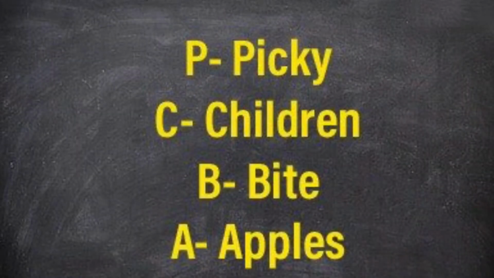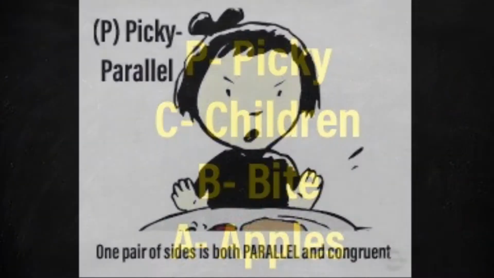It is important to remember that a quadrilateral only needs to meet one of these 4 conditions for it to be a parallelogram. Now, how do you remember the 4 parts of this theorem? You can do this with this simple mnemonic device: picky, children, bite, apples.